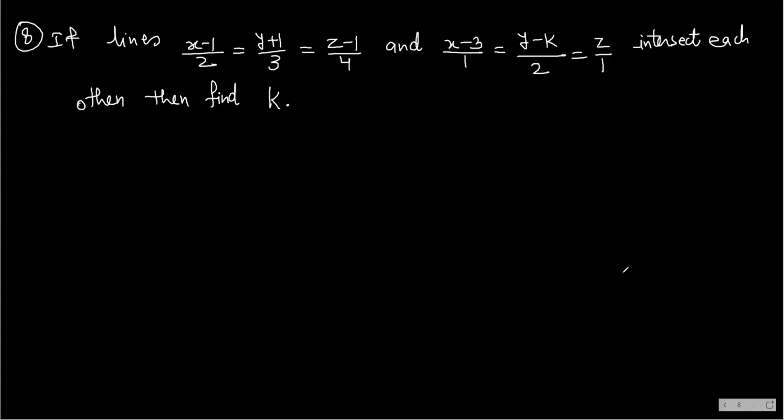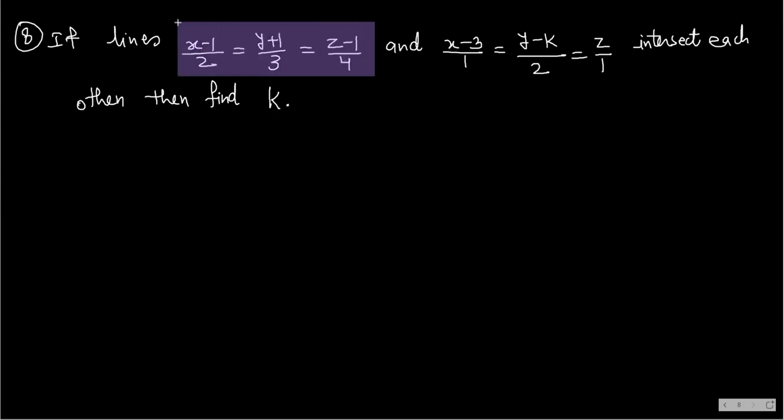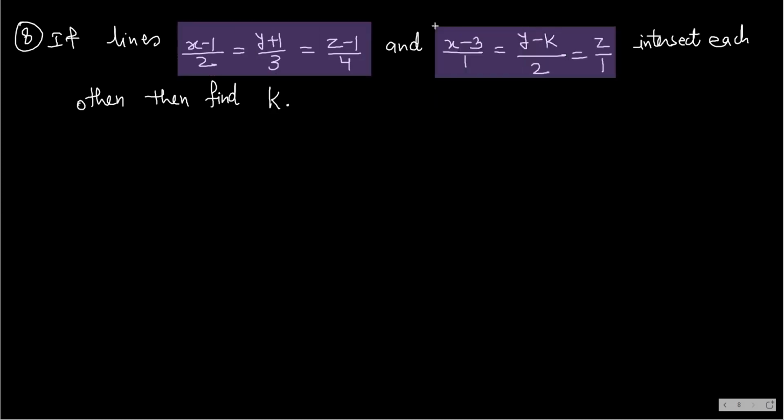Okay. So here we have the final question on this concept. What does it say? It says if lines, they give us two lines here: (x minus 1) by 2 equals (y plus 1) by 3 equals (z minus 1) by 4, and (x minus 3) by 1 equals (y minus k) by 2 equals z upon 1, intersect each other. They have clearly stated that the two lines intersect each other. We have to find the value of k.